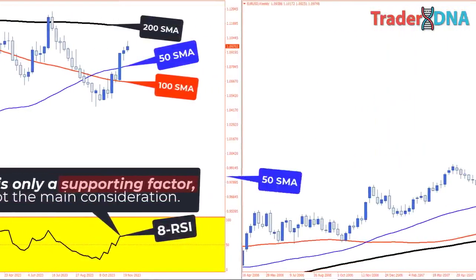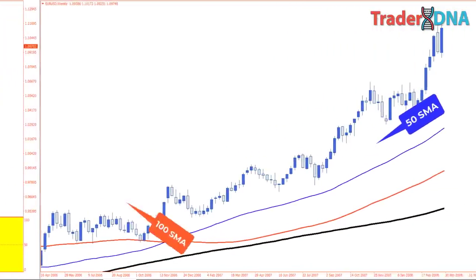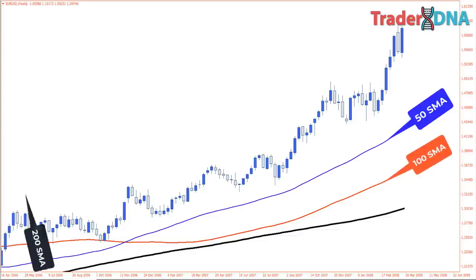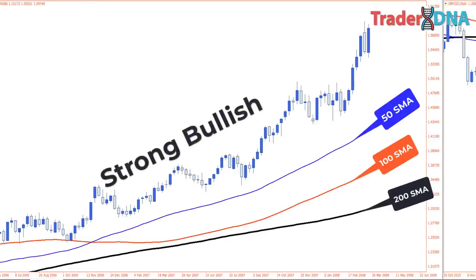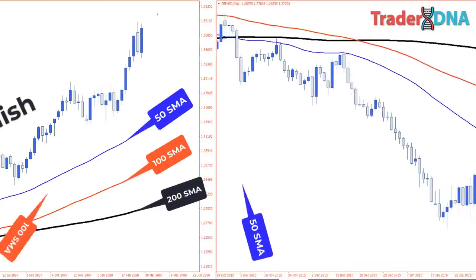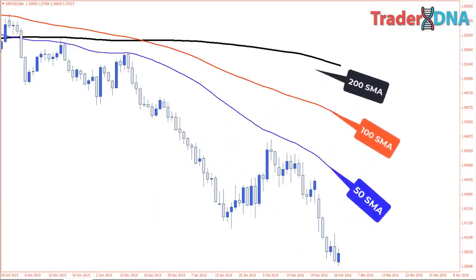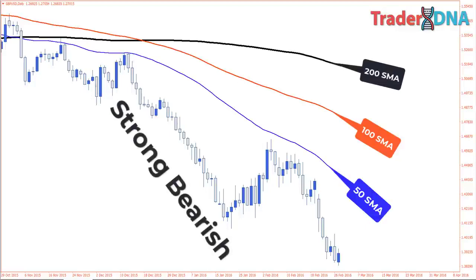So, the next step is to analyze the indicators. First, if the 50-period SMA is above the 100-period SMA and the 100-period SMA is above the 200-period SMA, the market is assumed to be in a strong bullish condition. Conversely, if the 50-period SMA is below the 100-period SMA and the 100-period SMA is below the 200-period SMA, the market is assumed to be in a strong bearish condition.